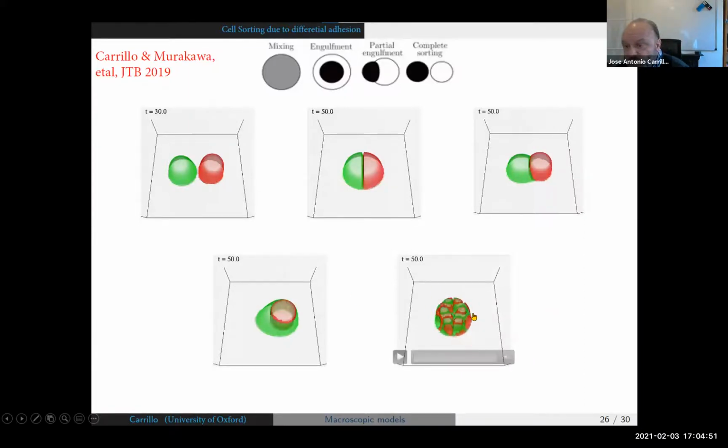The case of mixing is when they are essentially the same type of cell, because of the same attraction between the 2, and you can write an equation for the sum. So as soon as you make it asymmetric, you can get all this kind of behavior, which was well documented in what is called cell sorting.